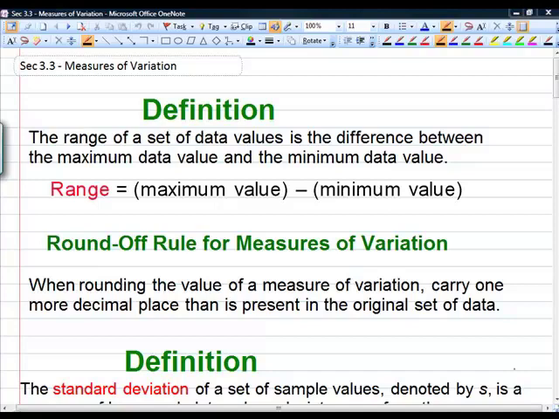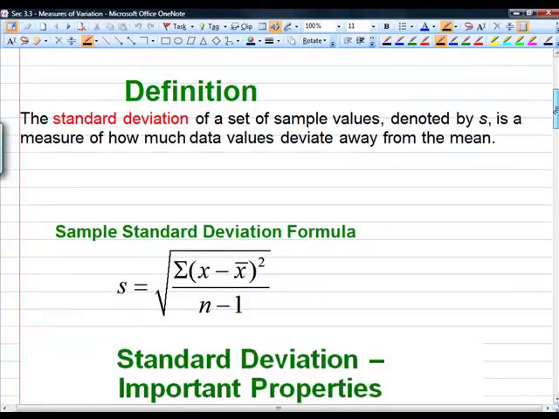And we have a round-off rule for measures of variation. It says when rounding the value of the measure of variation, carry one more decimal place than is present in the original set of data. Wasn't that the same round-off rule we use for measures of center? Yeah, I thought so. Next definition is that of a standard deviation.